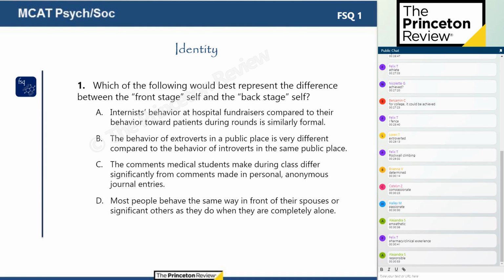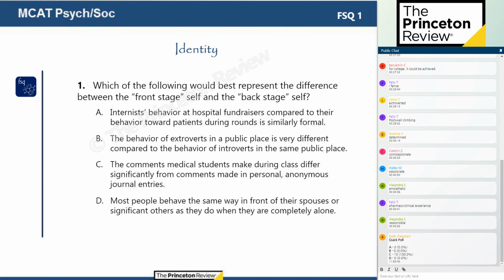Alrighty, I'm going to go ahead and publish these poll results. Looks like everybody's pretty much in agreement that C is the answer, and you would be oh so correct. Yeah, this is the only one that offers both a front and a back stage.